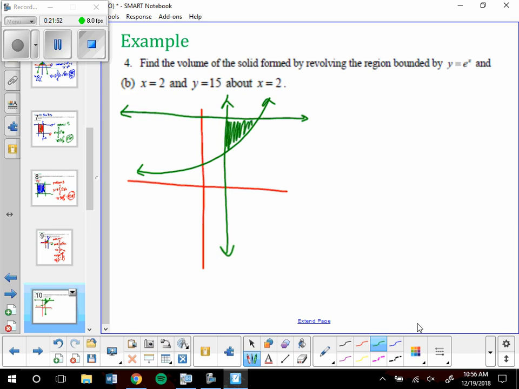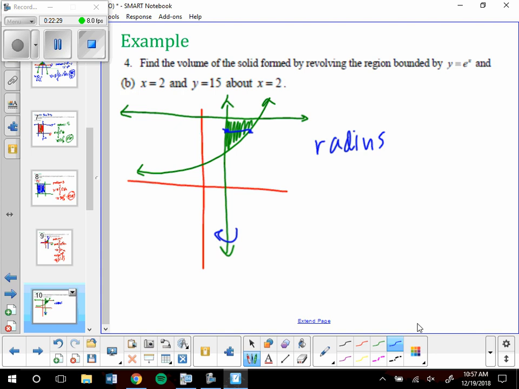And we're rotating around what line? X equals 2. So we're rotating around a vertical axis. So how do I draw my radius? Top to bottom or right to left? Right to left. Good. So there's one of my radii. What shape is that going to make? A little bowl, or an upside down dome. It's going to have a flat top.